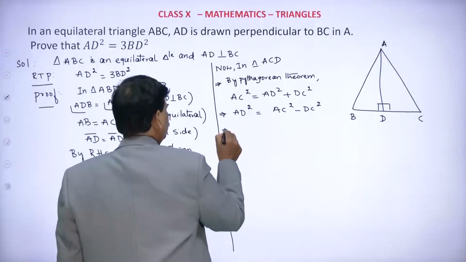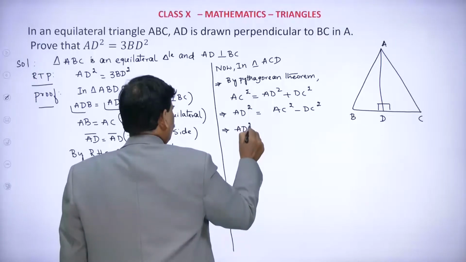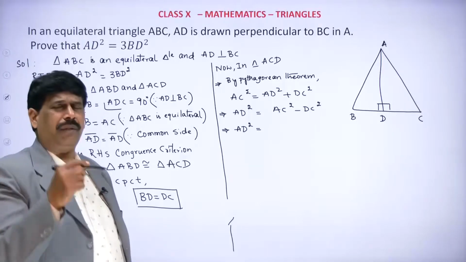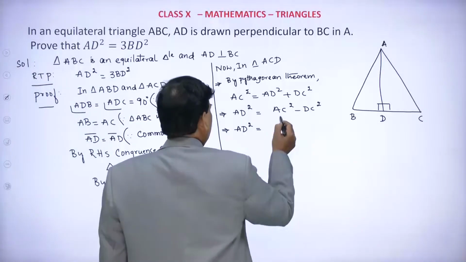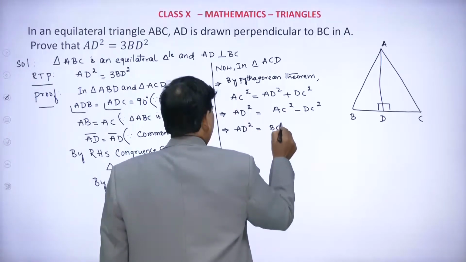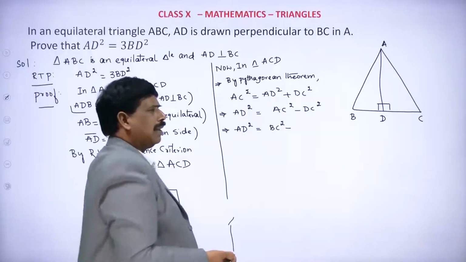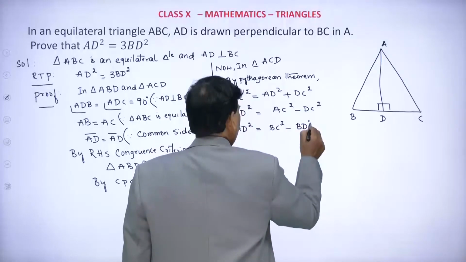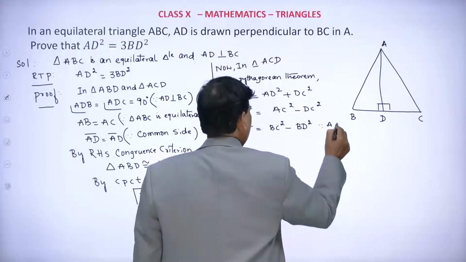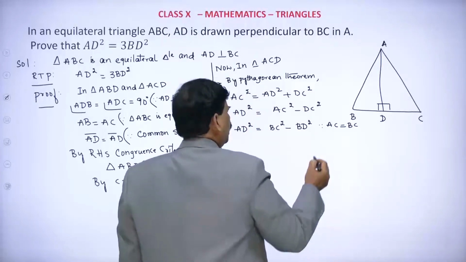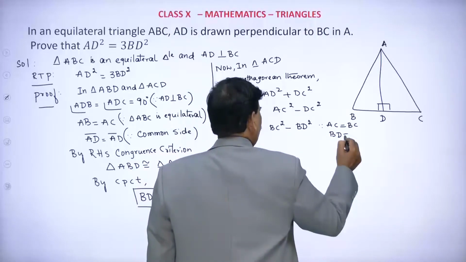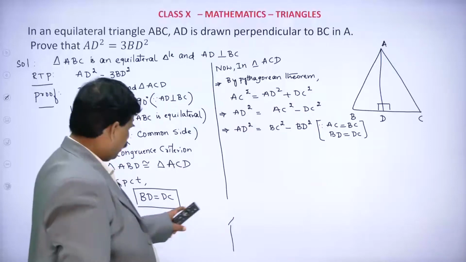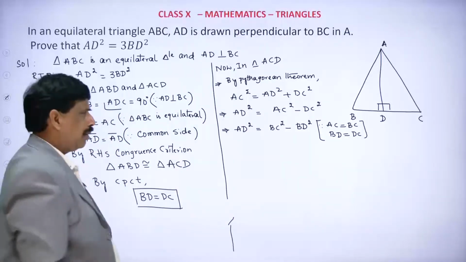Now, keep your AD square as it is. You know AC and BC are equal. Do you know why? Because it is an equilateral triangle. So I am replacing AC with BC square minus DC. I can write it as BD square. Do you know why? See here, AC is equal to BC is one part, and second part is BD is equal to DC. Clear, because we just proved it by CPCT, BD and DC are equal.